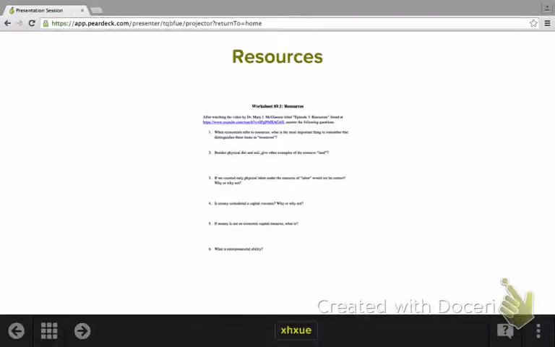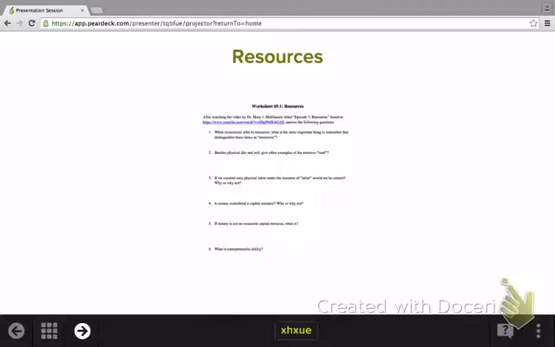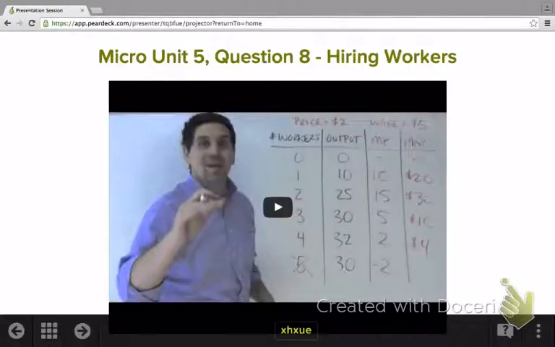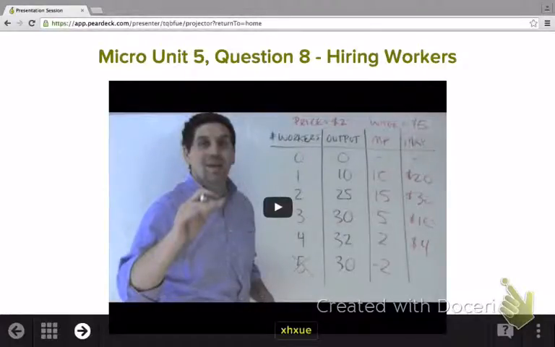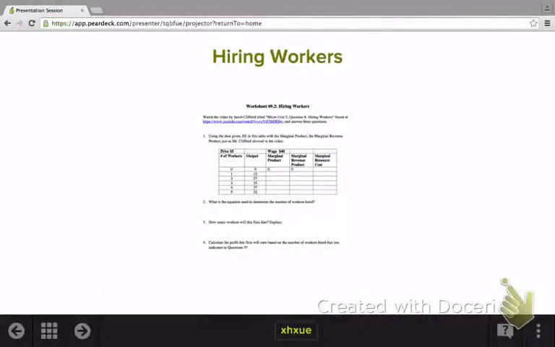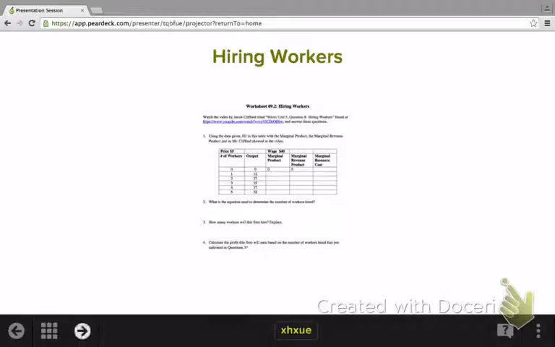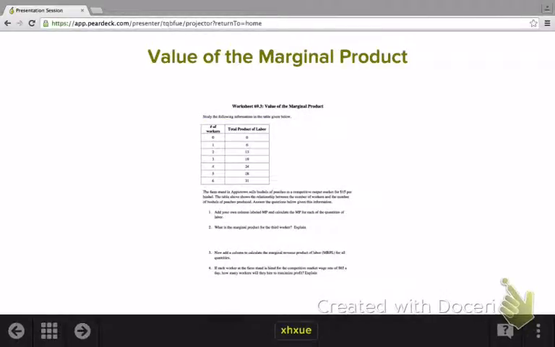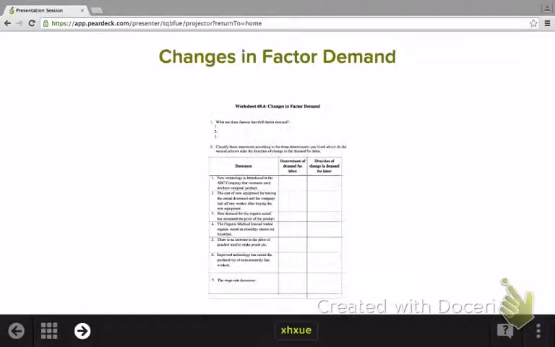Okay, so here is an activity that we will do in class, a worksheet on resources. Here is a practice question that you can do so at ACDC Econ, Micro Unit 5, Question 8, on the hiring of workers in the factor market. Here's an activity we'll do on hiring workers in the factor market. Here's an activity that we will do on the value of the marginal product of labor.